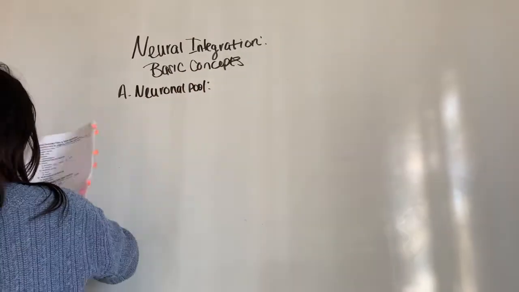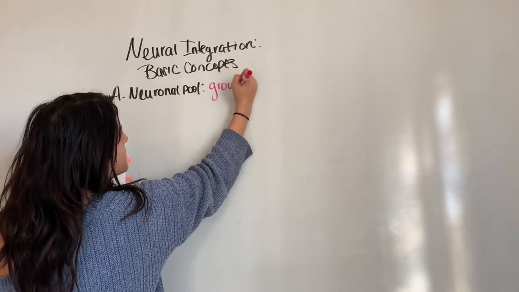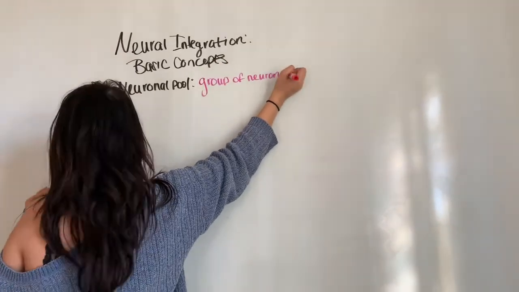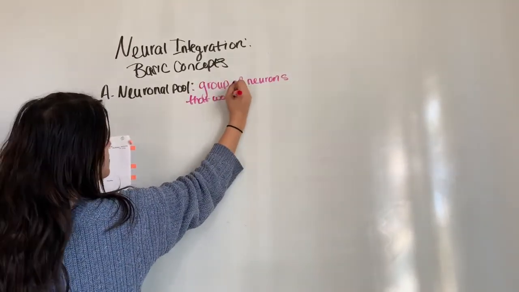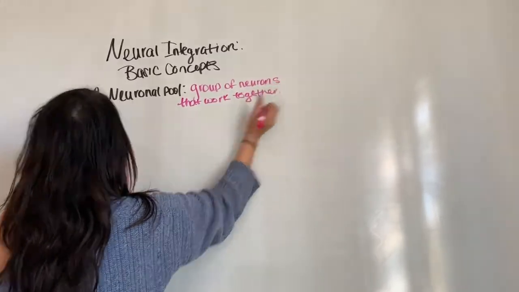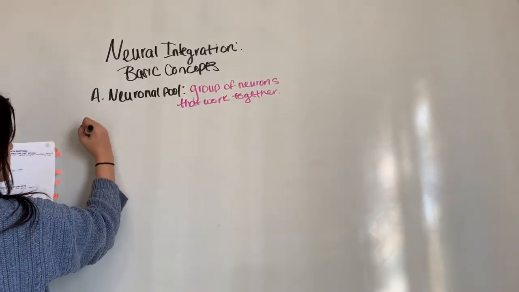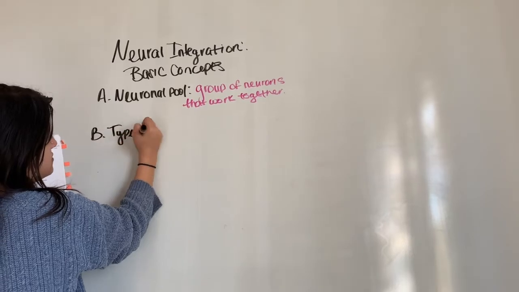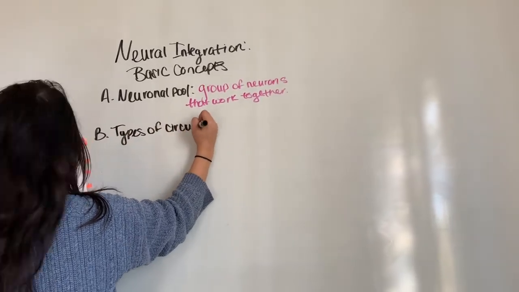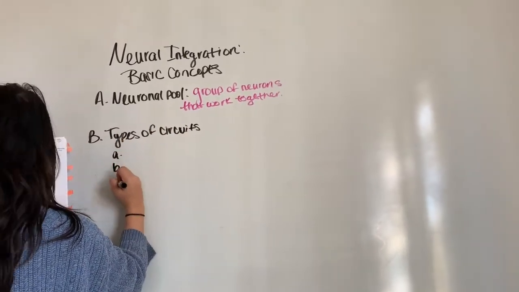Now let's get into neural integration, one of the basic concepts. Neuronal pools are groups of neurons that work together. The types of circuits are diverging, converging, reverberating, and parallel after-discharge.